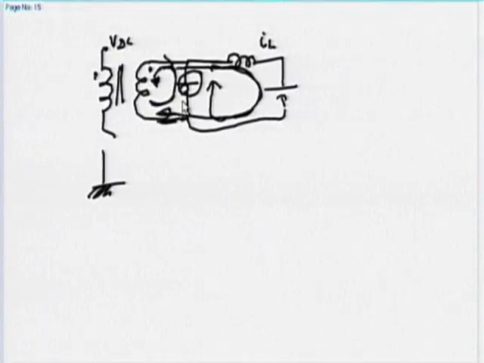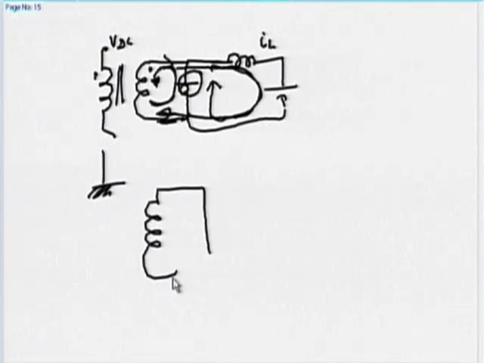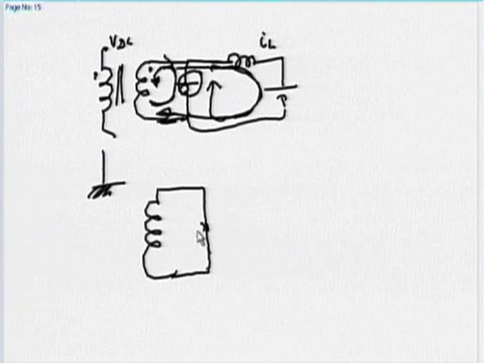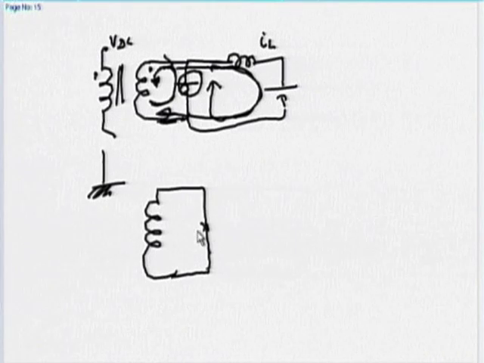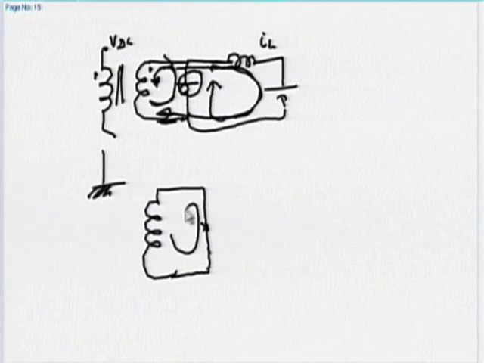Will this work? My gut feeling is it may not work. Why? See what happens here. When I open the switch, the equivalent circuit is something like this. What is the voltage equation here for this coil? Voltage applied is 0. I am applying a 0 voltage here. So, will the flux decay?